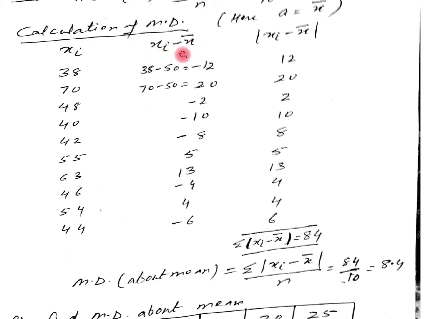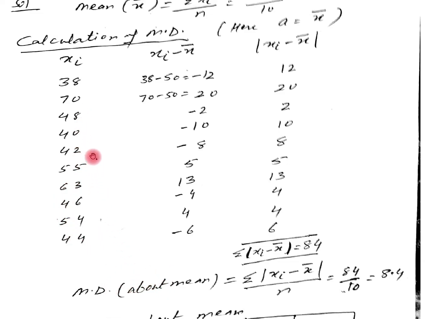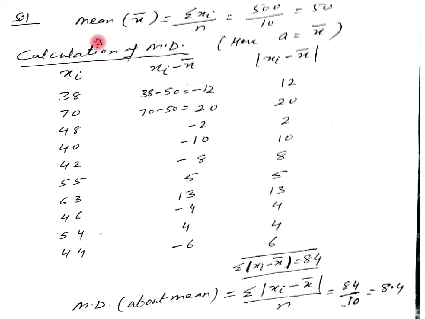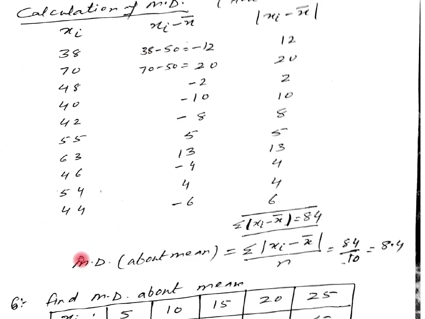Deviation means difference. So, we have calculated the mean when the data is given to be ungrouped, and we have to find out the mean deviation about mean. It means we have to calculate first the mean, then xi minus x bar and so on, and then calculate the mean deviation for ungrouped data.